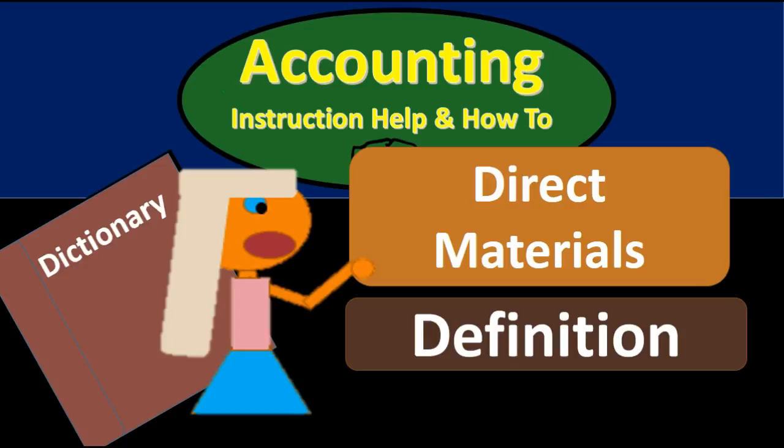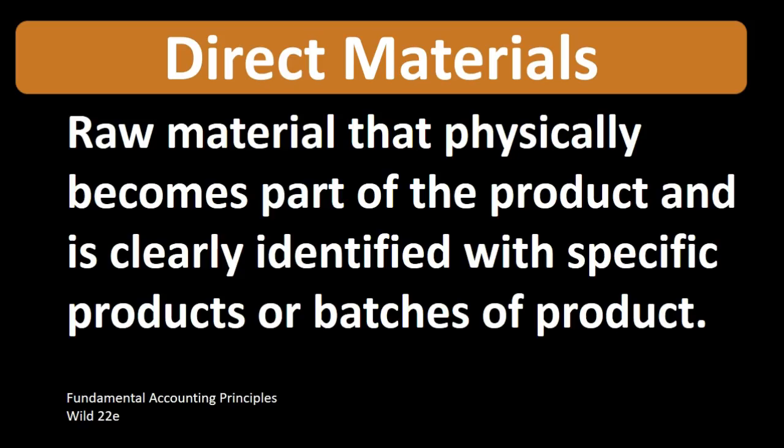Hello, in this lecture we will define direct materials. According to Fundamental Accounting Principles, Wilde 22nd edition, the definition of direct materials is raw material that physically becomes part of the product and is clearly identified with specific products or batches of products.